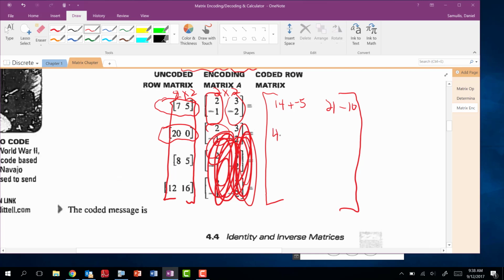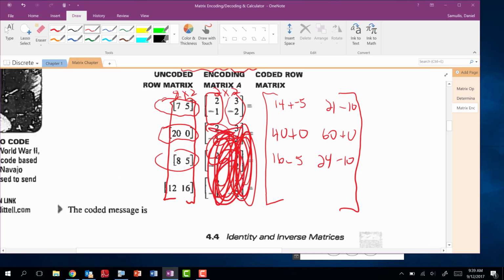20 times 2 is 40. So 20 times 2, 0 times -1. Then I take 20, 0, and I multiply it by the second column. 20 times 3 is 60. Speed it up here. And then 0 times 0. Good. And then I take the next row and multiply it by each column. 8 times 2 is 16. Getting something here? 5 times -1 is -5. You okay? You didn't answer. Yeah. Okay. 8 times 3 is 24. 5 times -2 is -10.